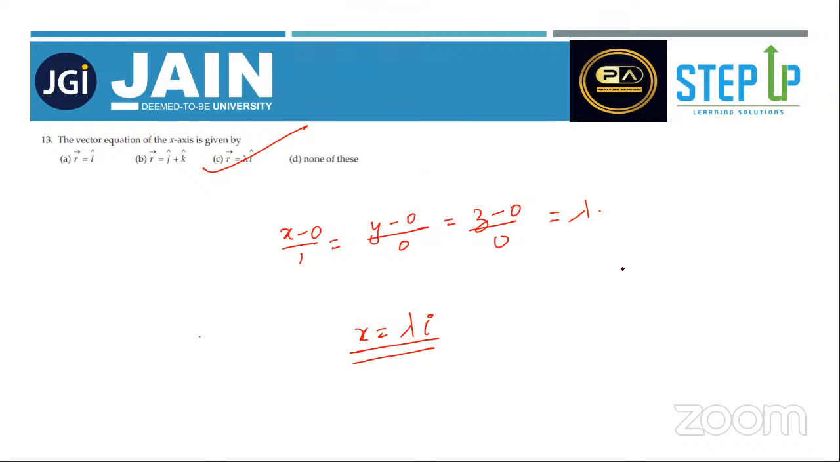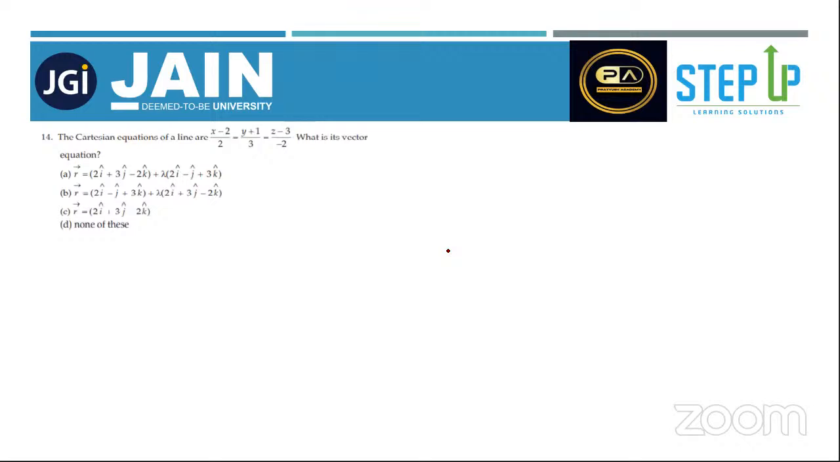See, basically it is going through only one direction, correct? It is moving in this direction. On this direction, it will be moving only in the i component, correct? So x equal to lambda i. Okay, guys. Any doubt?